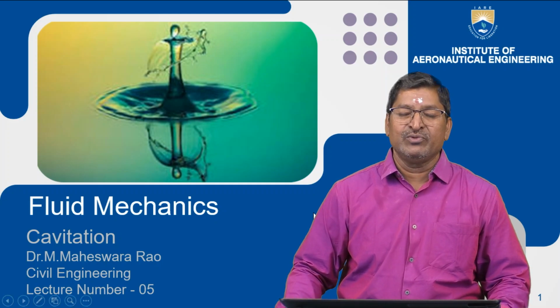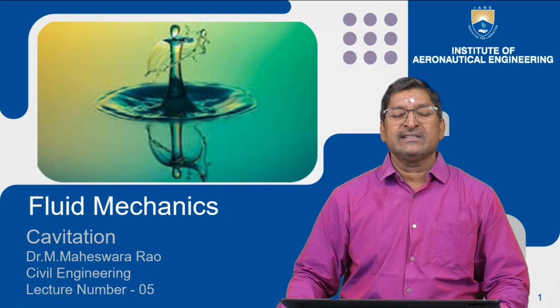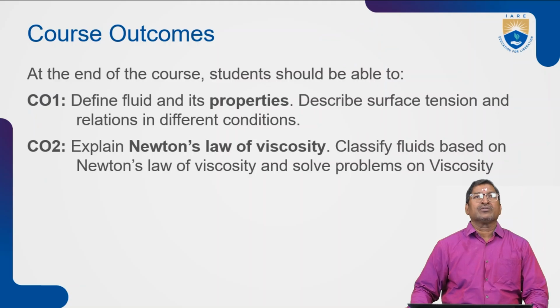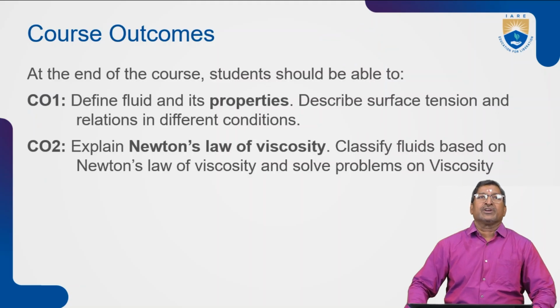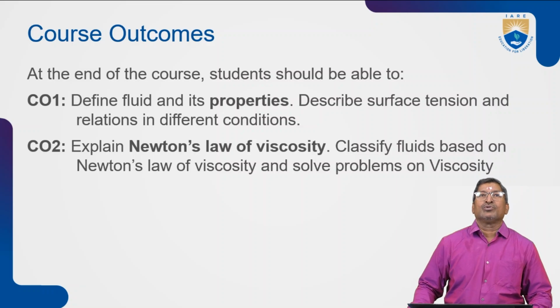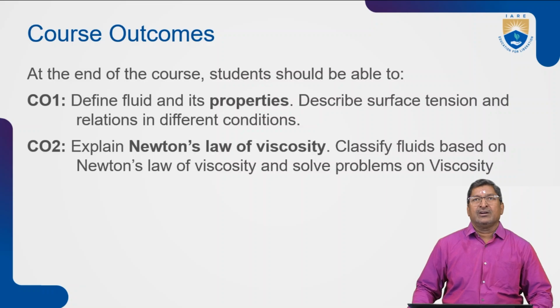Our course name is Fluid Mechanics and the topic is Cavitation. Before going to the course topic, we'll know the course outcomes. At the end of the course, our students should be able to define the fluid and its properties. That is course outcome 1: definition of the fluids and its properties, and surface tension and relations in different conditions. All those come under course outcome 1.